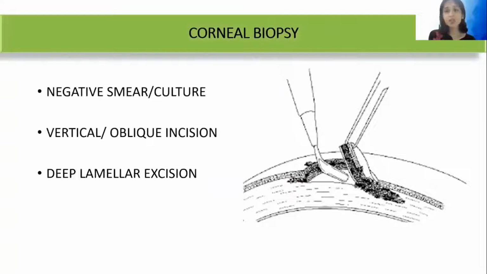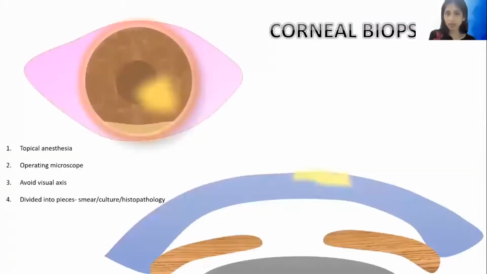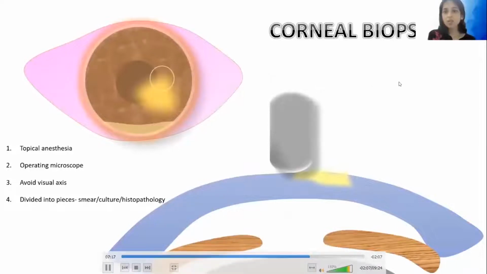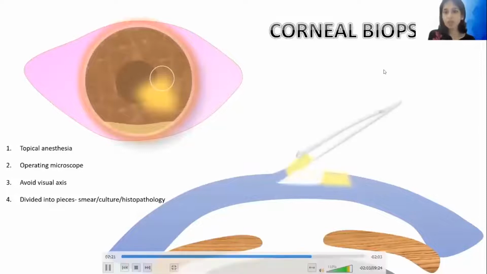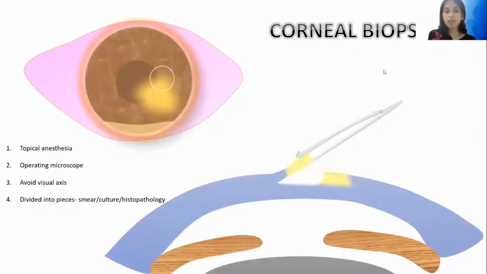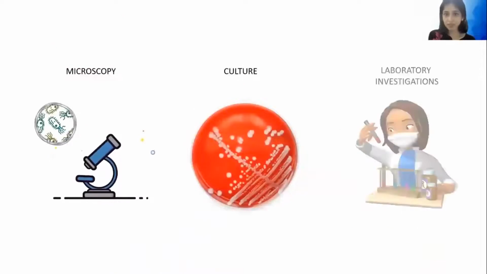This is basically a superficial lamellar keratectomy. You perform this under topical anesthesia. You use a 3 mm trephine. You punch it up to the anterior stroma. You do a lamellar dissection. You remove it with a forceps. You cut it into multiple pieces and then send for examination. The main thing that you have to remember is avoid doing this in the visual axis.